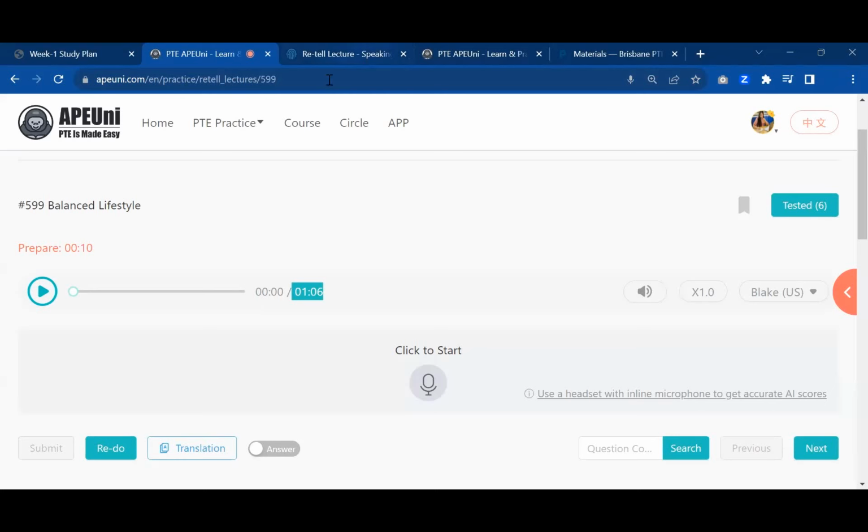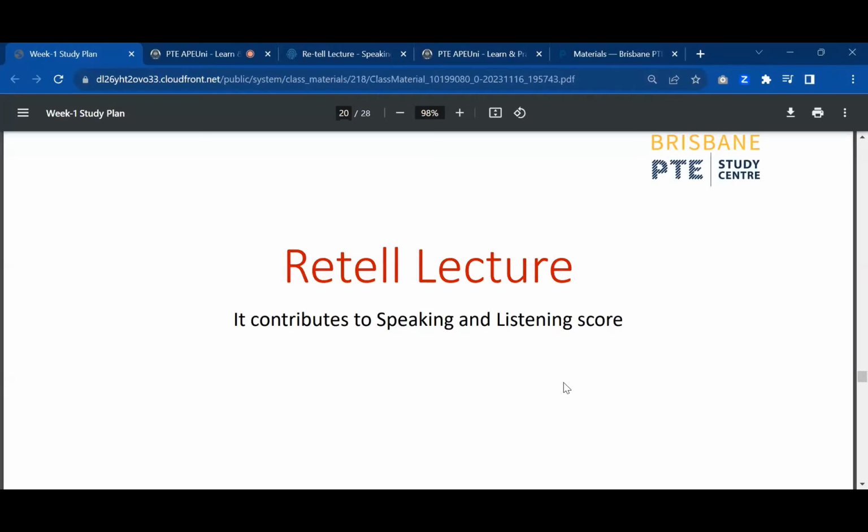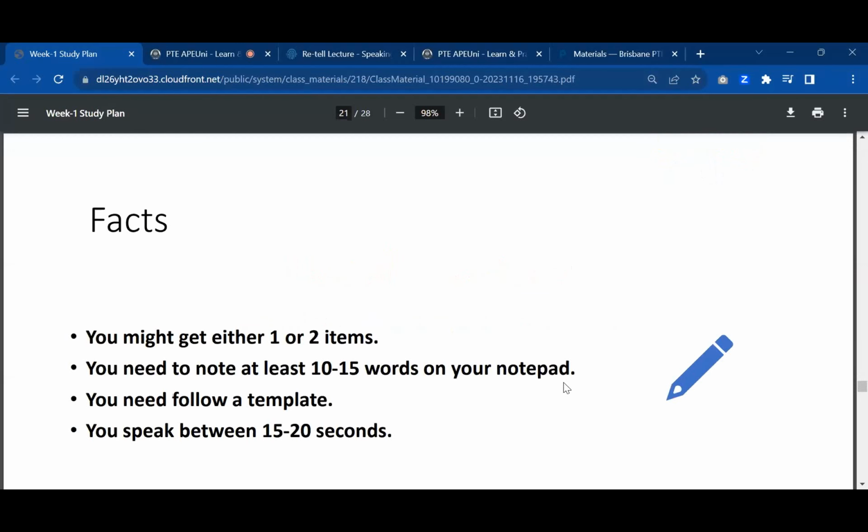As long as you can do that, as long as you can memorize the template, it's going to be super simple. If we go back to the original slides and discuss the general facts, we are expecting to get 1 or 2 questions from retell lecture. You need to note down at least 10 to 15 words, as many words as you can. It depends fully on the individual. If you have 10 words, very good. If you have 11, 12, 13, 14, 15, equally good. No problem if you get a little less than 15. Try to do your best, because sometimes getting 10 words can also be challenging, as not all the audios will be really long, and not all the speakers will talk for a very long time.